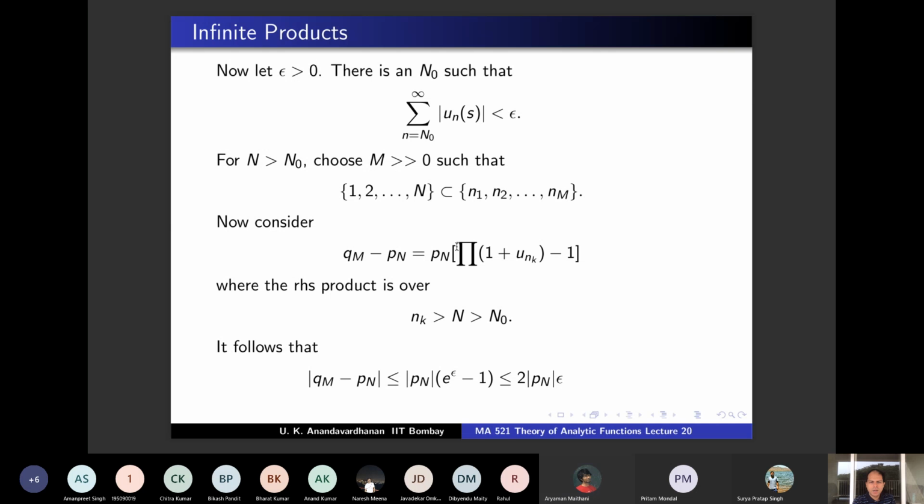Yes, tell me. For x small enough, e power x minus 1 is less than or equal to 2 times x. No, I'm not talking about this one. I forgot to put a pause here. I'm not there yet. I'm talking about this inequality, and in this inequality mod Pn is here, and you know that this one will have modulus.